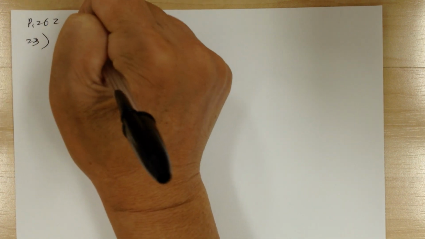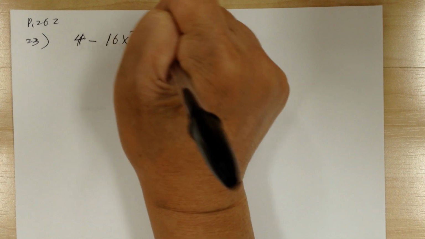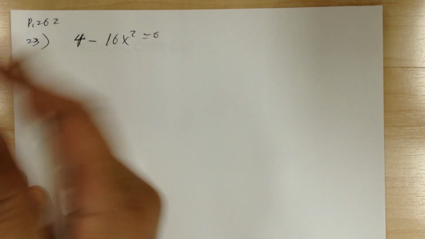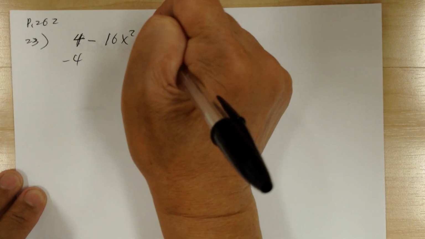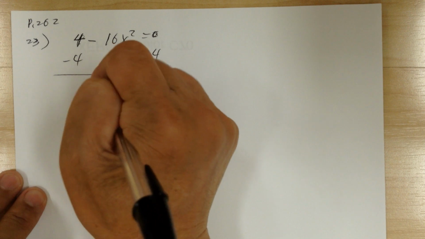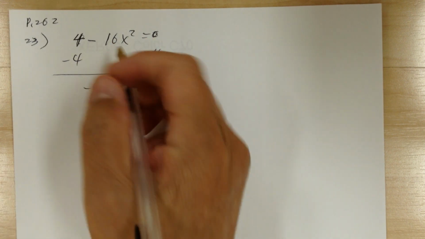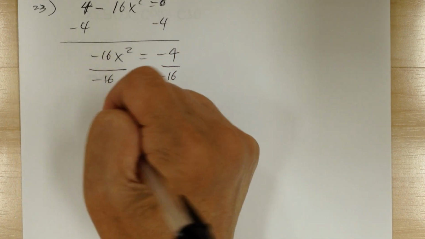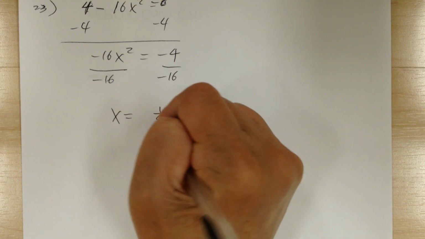Okay, number 23, you got 4 minus 16x squared equal to 0. So again, first let's clear out the numbers. Again, you want to get rid of the things that are farther away and work your way in. So minus 4 on both sides. So you got negative 16x squared equal to negative 4. Next, you have to clear out this number. So divide by negative 16. So you got x squared equal to, and this we can cancel, 1 over 4.